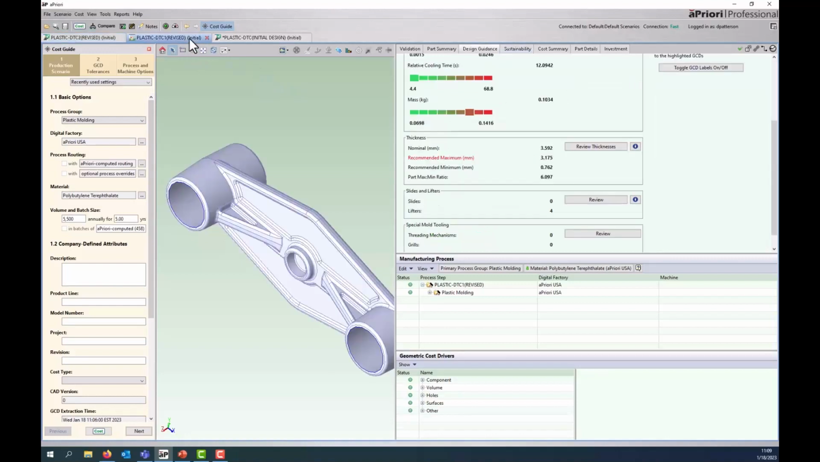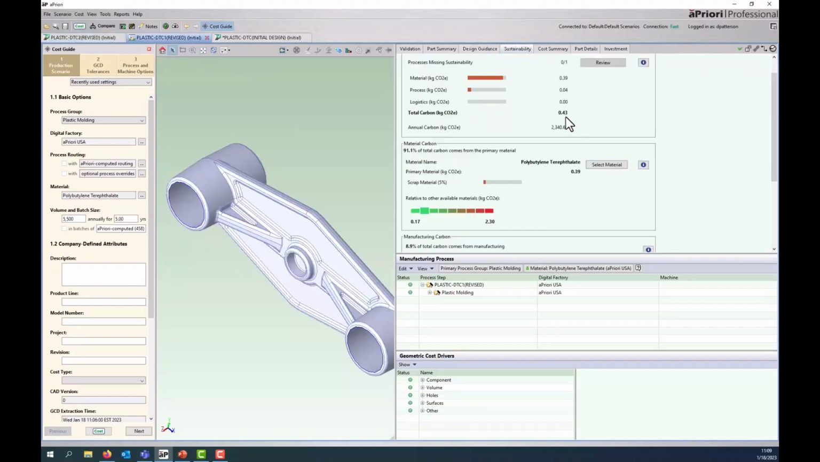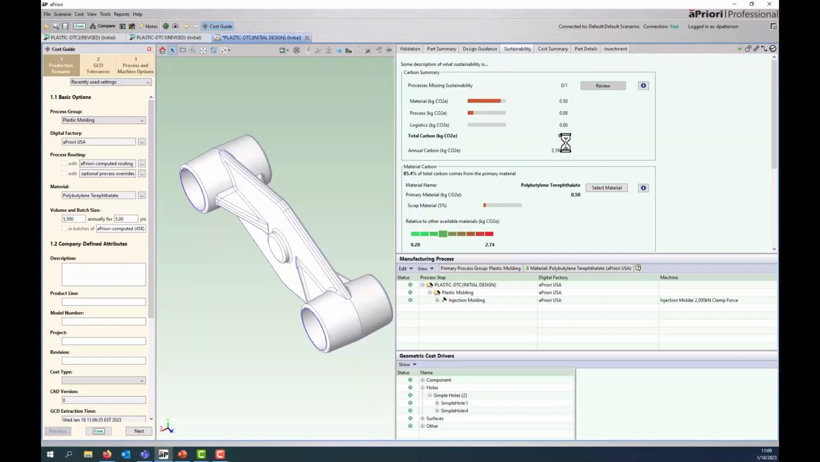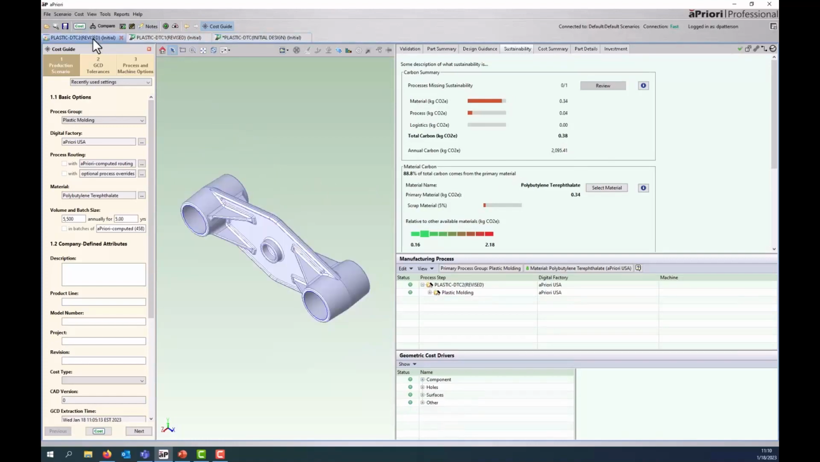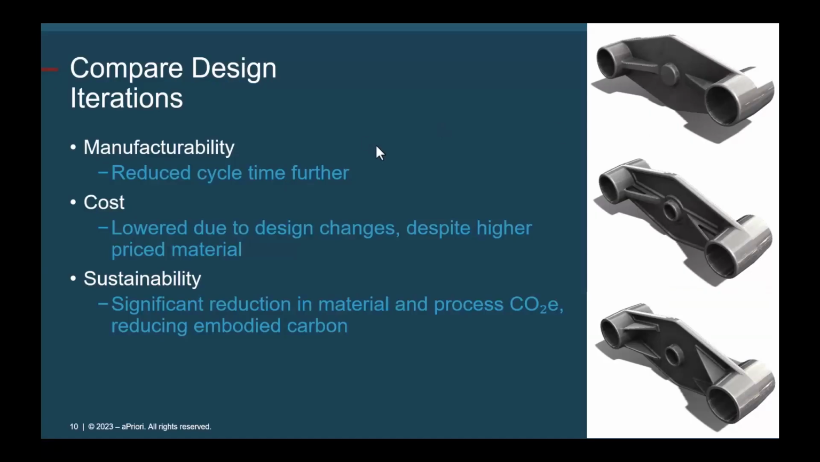So if we look back at that second design, it was 0.43. And then looking at that original, 0.58. So we've moved the correct direction by minimizing that thickness of the part based off of the design guidance. So here we have the ability to optimize for manufacturability, cost, and sustainability in parallel. So based off of changing that design, we were able to reduce the cycle time. This led to a reduction in cost as well as a reduction in that CO₂. So reducing that material can have a very large impact on all 3 of these.